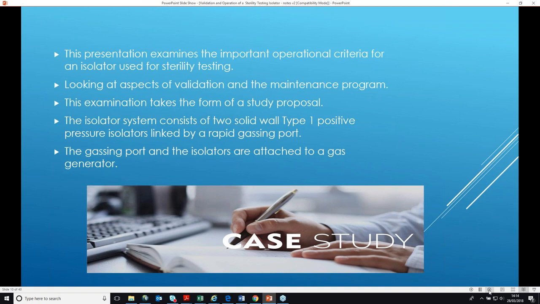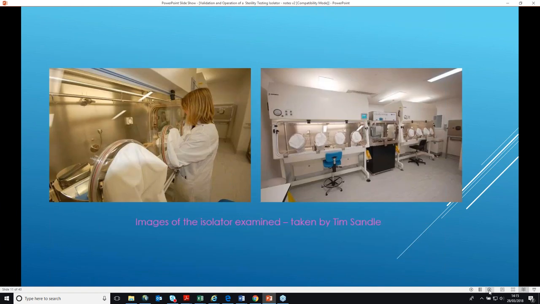So here are some photographs of the isolator system that's being discussed. So you can see on the right hand side, there are two solid wall isolators, and in between them is a rapid gassing port. And then to the extreme right of the image is the gas generator. The image to the left is just a photograph of a technician undertaking a sterility test within this environment.